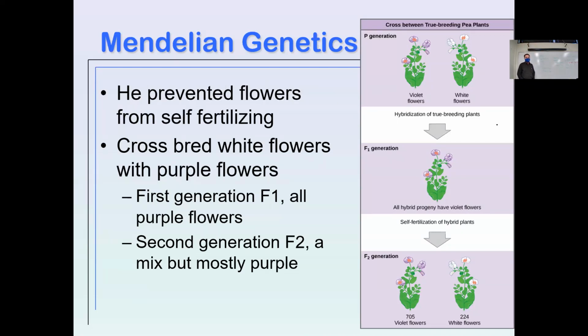Right? So just labeling this here. Again, remember these things want to self-fertilize, so he would go through and remove the male parts before they would mature. He could actually control which plants bred with which plants. He would breed white flowers with purple flowers. That gave him F1, all purple. And the second generation, mostly purple, but a mixture.